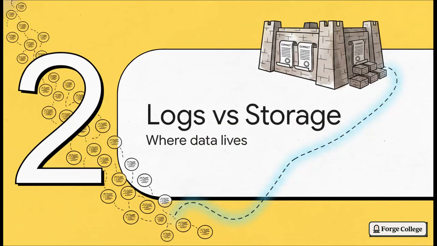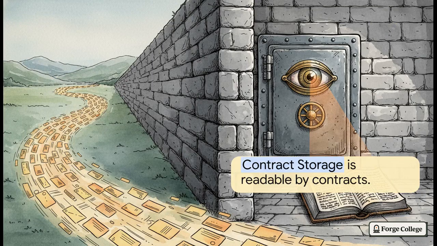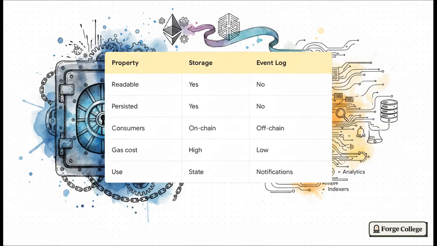Moving on to Section 2. Logs versus contract storage, where data actually lives. To keep those observable behaviors intact, we first have to respect the hard semantic boundary between an event log and actual contract storage. It's a massive difference. While smart contracts can read and write to storage all day long, they are completely blind to event logs. Once an event is emitted, as far as the contract is concerned, it's just vanished into the ether. No going back.